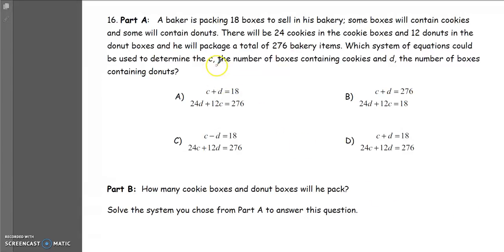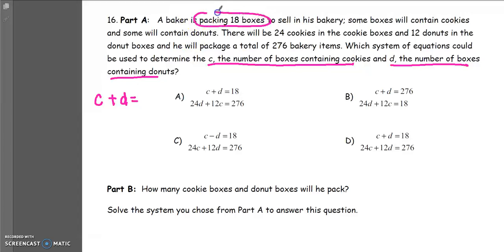Okay, so it's telling us that we're going to use C is the number of boxes containing cookies, and D is the number of boxes containing donuts. So we will definitely have the number of cookie boxes plus the number of donut boxes should equal the total number of boxes that he's packing, and it says right here that he's packing 18 boxes. So there's my first equation. So if I look, that has C plus D is 18, C plus D is 276, C minus D is 18, C plus D is 18. So it's either A or D.